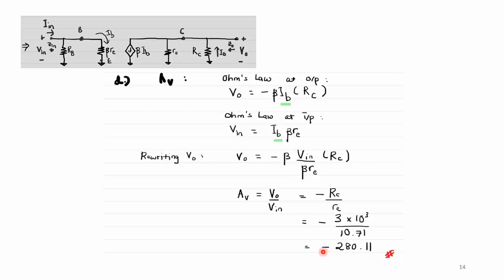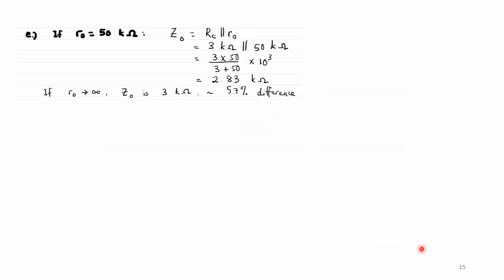And we know that this negative means that Vout and Vin will be 180 degrees out of phase. The last part of the question says, now what if Rout is 50 kilo ohms? Not infinity, not an open circuit. Now if Rout is 50 kilo ohms, Zout is going to be RC parallel with Rout.